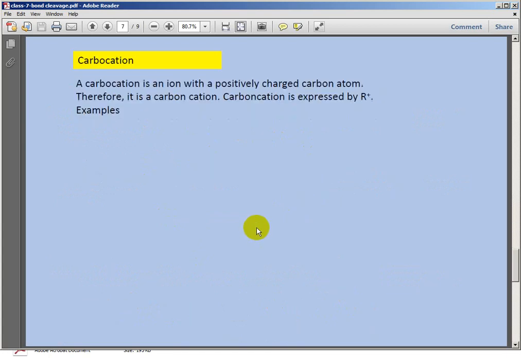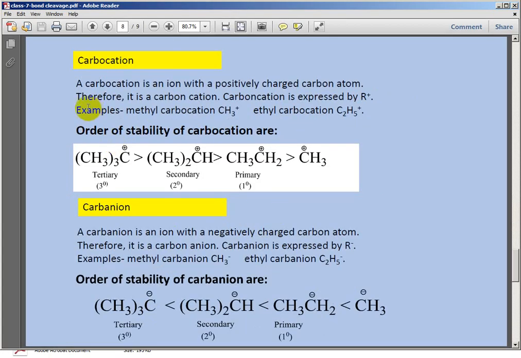Carbocation. A carbocation is an ion with a positively charged carbon atom. This ion contains a positively charged carbon atom. So this is a carbocation, a carbon cation. A carbocation is expressed by R plus, like methyl carbocation.